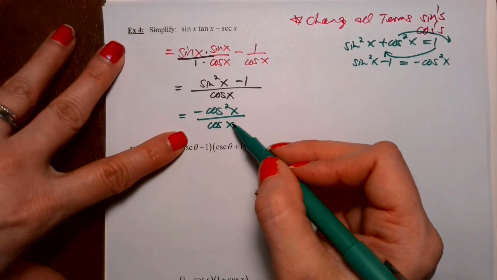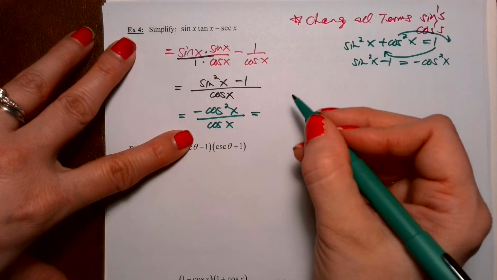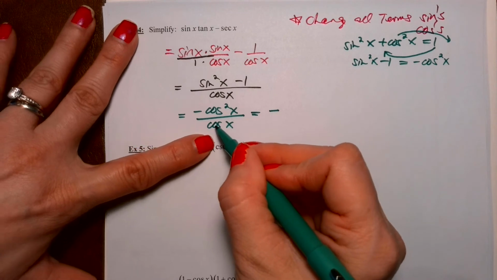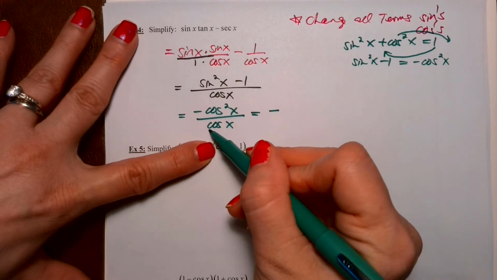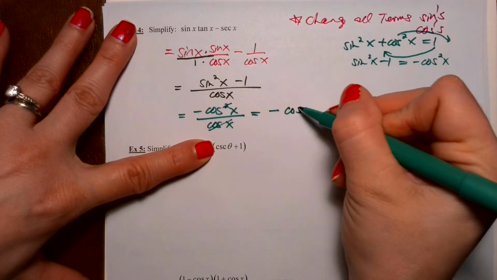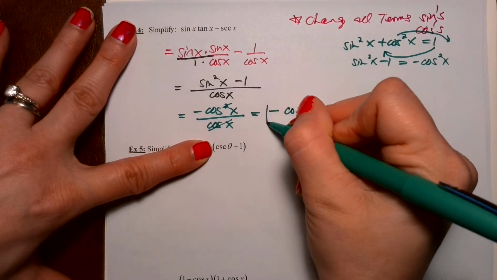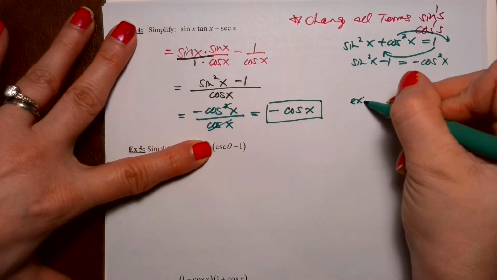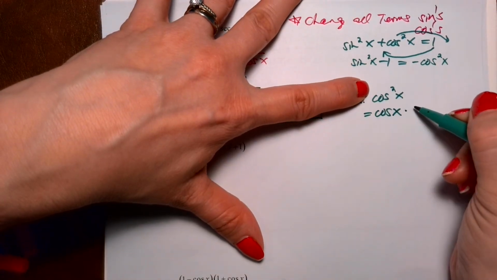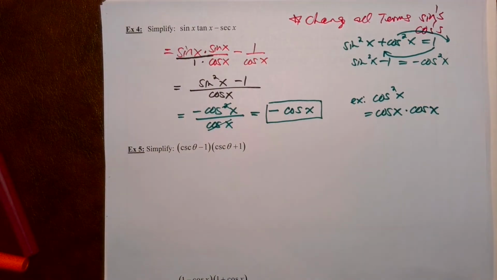Okay, can we cancel anything? First of all, a negative divided by a positive is going to be negative. There's 2 cosines in the numerator, and there's 1 cosine in the denominator. So when you cancel 1 cosine, its power goes down by 1. So now it's just cosine, but we still need an angle, and that would be x. So, for example, if we have cosine squared of x, what that means is cosine of x times another cosine of x. So there's still 1 cosine left.